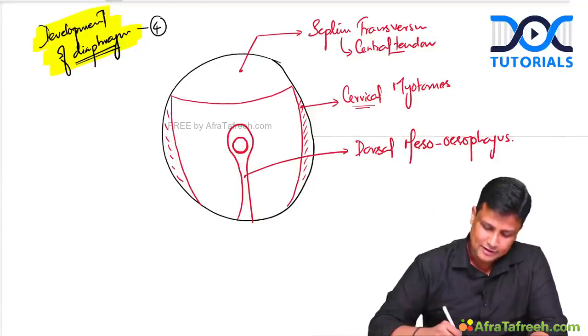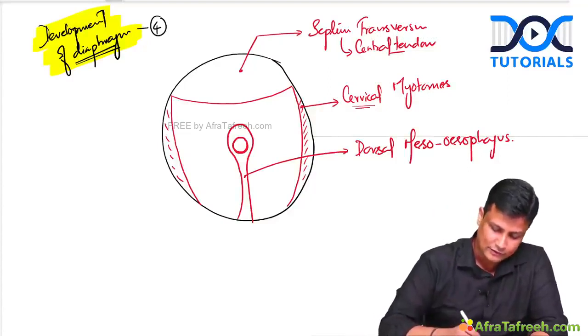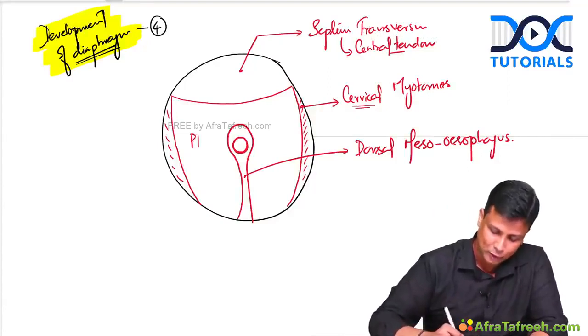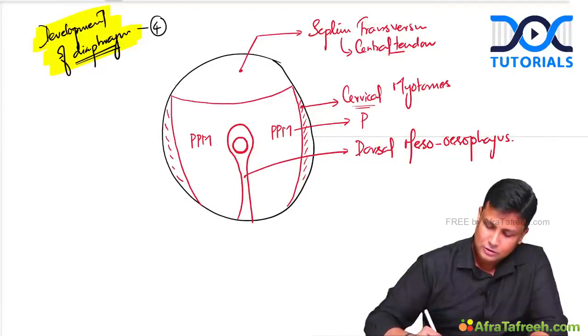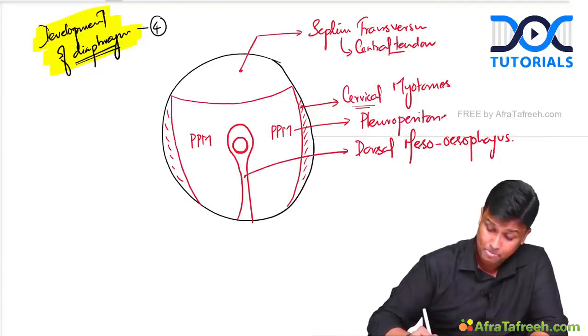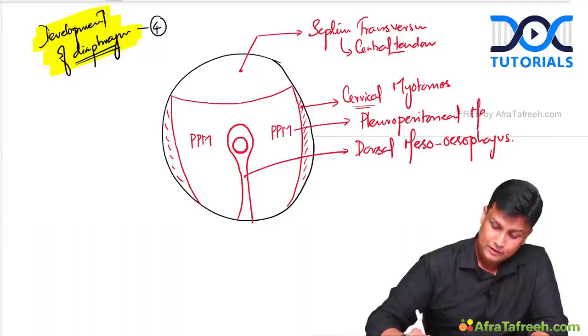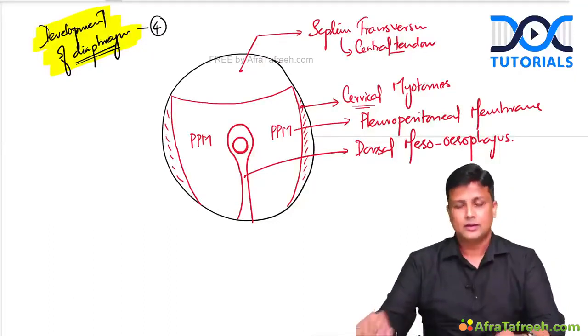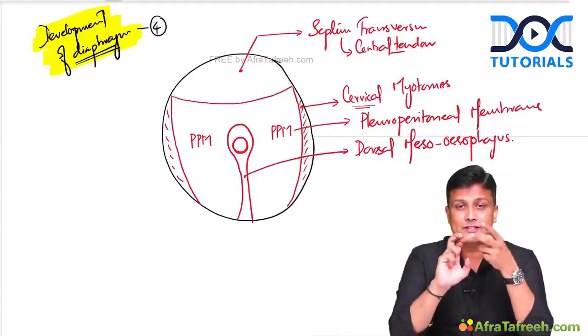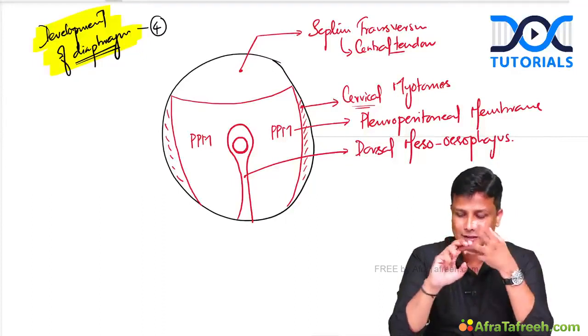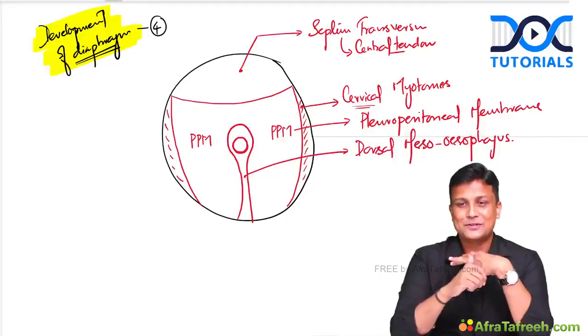And then whatever area is left out here and here, that is the one which is going to form your pleuroperitoneal membrane on one side here, and there will be pleuroperitoneal membrane on the other side. So pleuroperitoneal membrane will be paired. Now this is the exact diagram which was actually given in the exam. Septum transversum, the central, cervical myotomes, and then the pleuroperitoneal membrane and the dorsal mesoesophagus there.